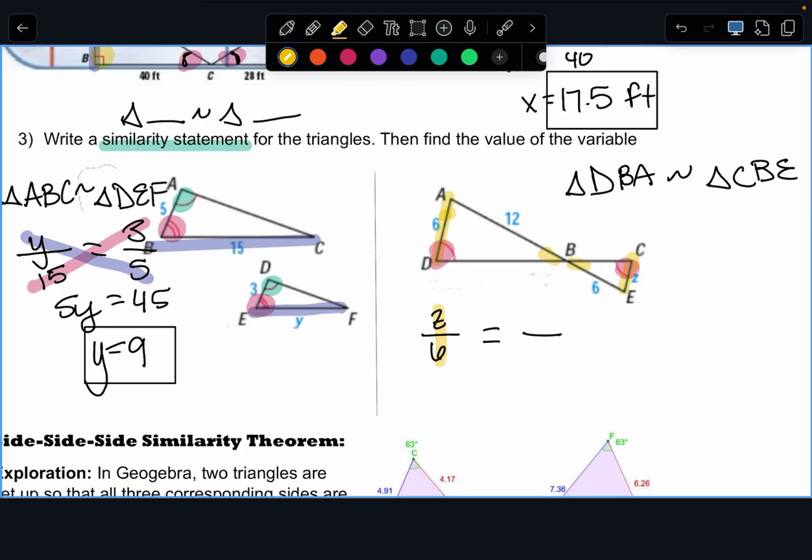And now I just need one other piece of information of 2 corresponding sides that I can set these equal to. Well, on the right, I see a 6. That's BE. It's my last 2 pieces over here. And it goes with the 12, the BA. Which one should go on top, the 6 or the 12? 6, because it came from the same triangle that Z came from. So 6 on top, 12 on the bottom.